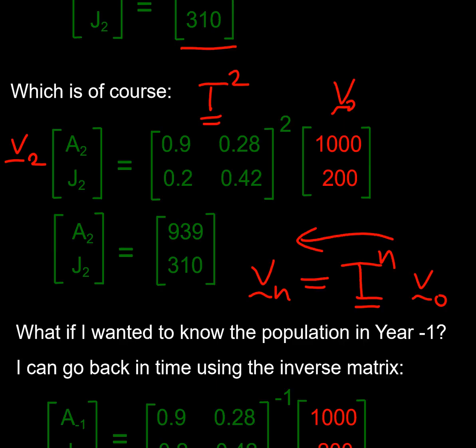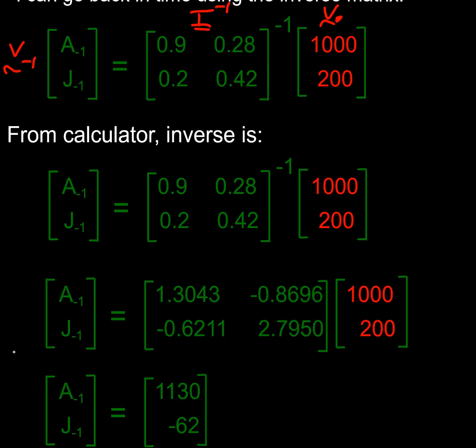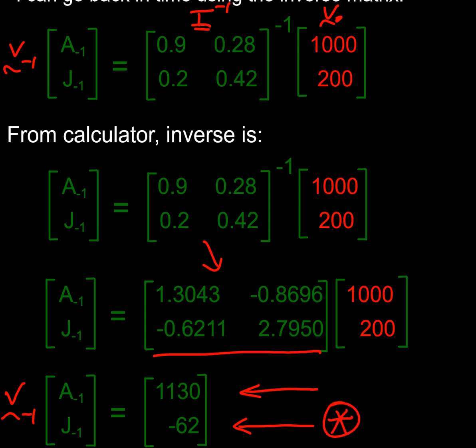Well, if this is year V naught, what if I wanted to know what the population was in V minus 1, a year before? Well, rather than multiplying by T, I've got to multiply by its inverse, T minus 1. And of course, we've all got lovely calculators to do this, haven't we? Our calculator will work out the inverse matrix, and I multiply those out and I get my V for year minus 1 as being 1,130 adults and negative 62 juveniles. So that's not particularly realistic because we can't have negative populations. But the principle is made that this is how we can use them.